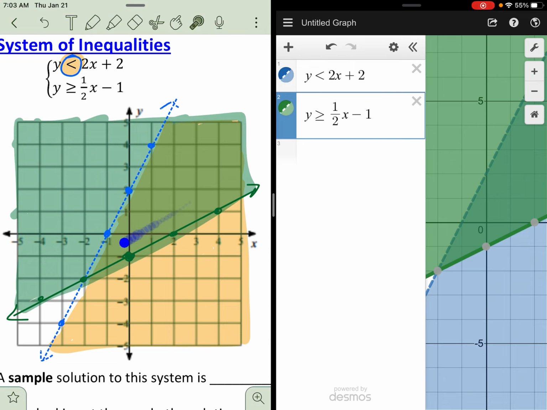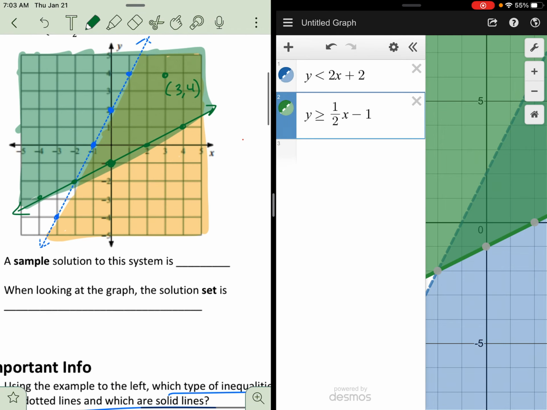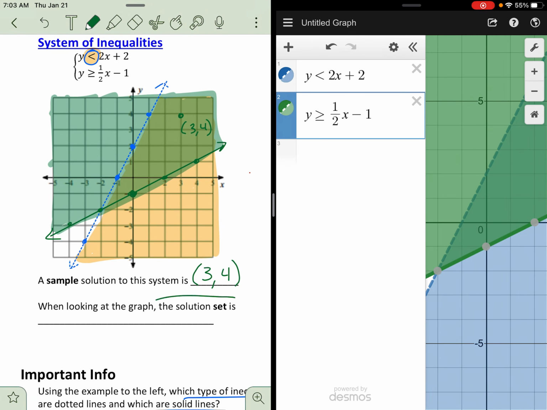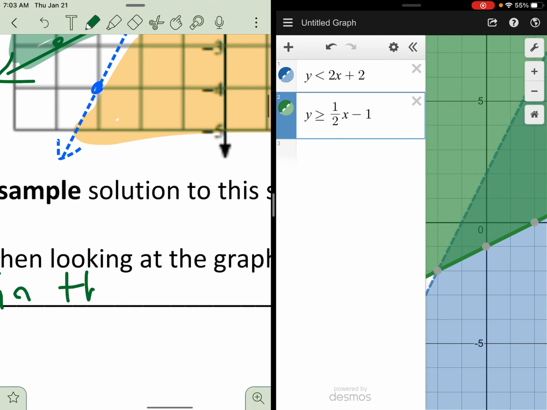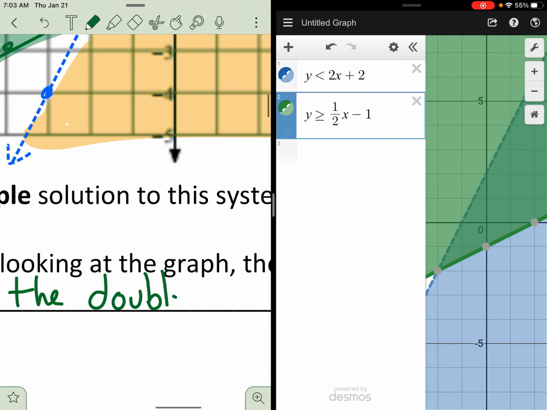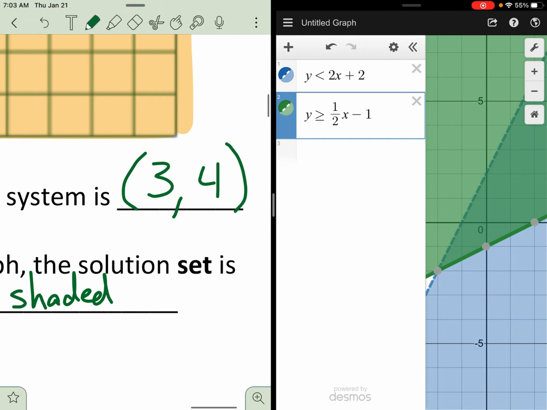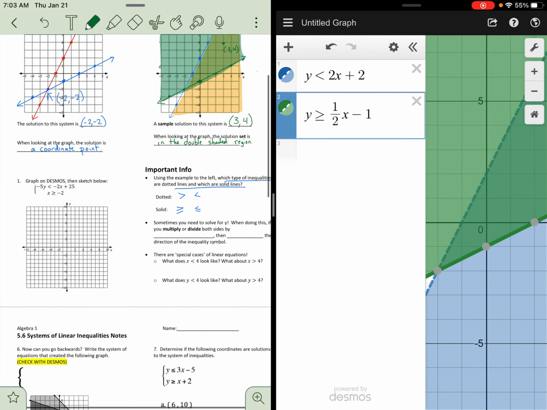So a solution to this system of equations is where the two colors overlap, which is right in here. So a sample solution, for instance, would be up here, which is what? 3, 4. That's a sample solution, or a correct solution. When looking at the graph of an inequality, the solution set is in the double shaded area, or region. Okay, so your solution set to a system of inequalities is always in your double shaded region.